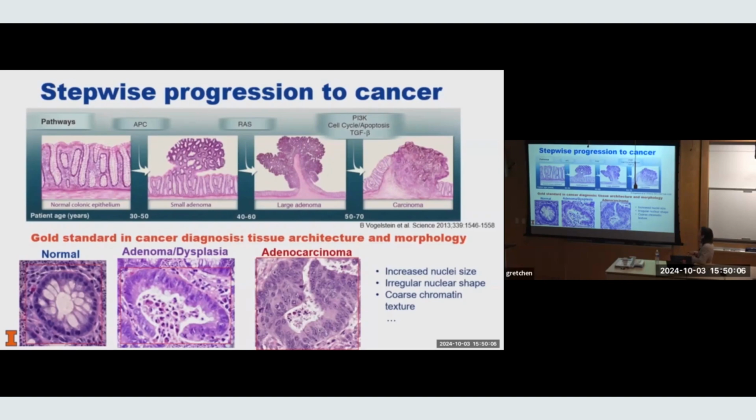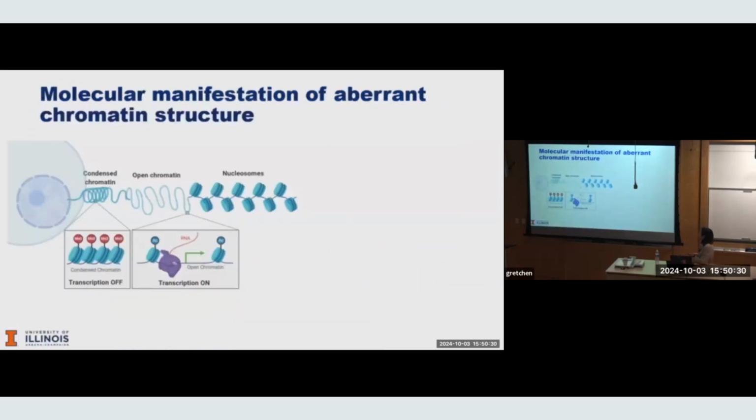But we know this kind of microscopic change is often not sensitive enough, especially at the personalized level. If we want to figure out which patients are likely to respond to a specific treatment, or which precursors have higher risk for developing cancer, that's where precision medicine comes in. That's when we start talking about molecular changes.